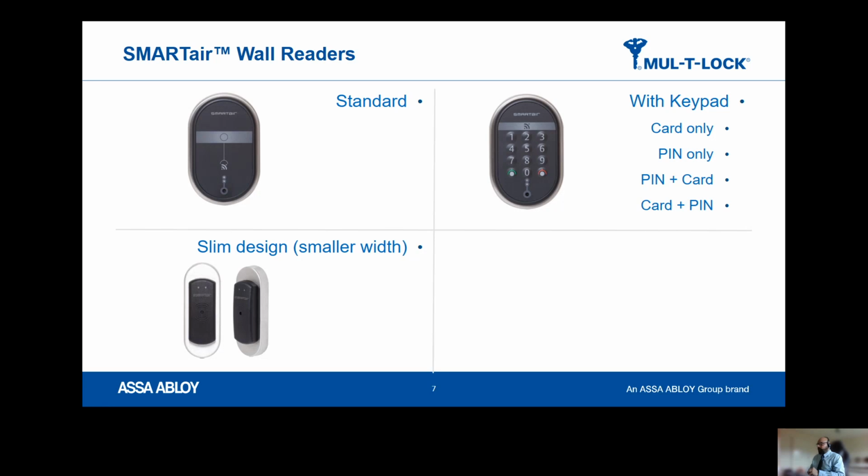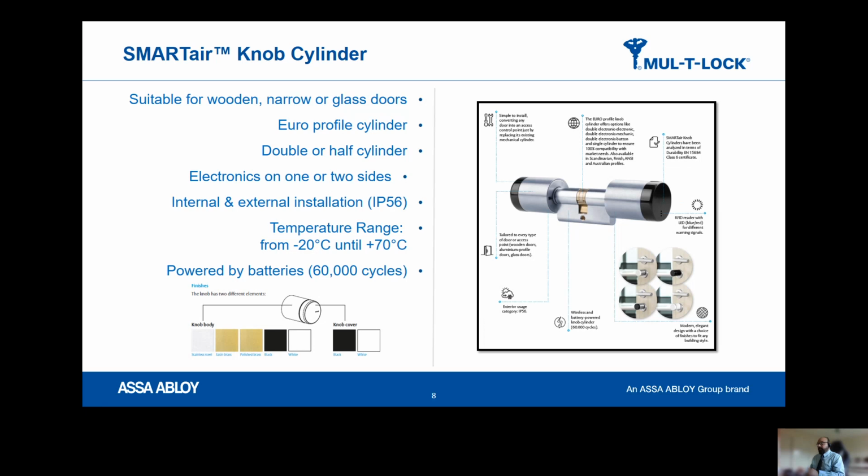And the third one on the bottom left is a slimline version. So again, if you have a glass door where you haven't got enough room, or a wall where you haven't got enough room, you can go for the slimline design and install it there. There is a cylinder version as well within SMARTair. So we have the escutcheons, we have the wall readers, and in terms of cylinders, I can refer to a wooden or a narrow style door or even glass doors. You can use a cylinder.